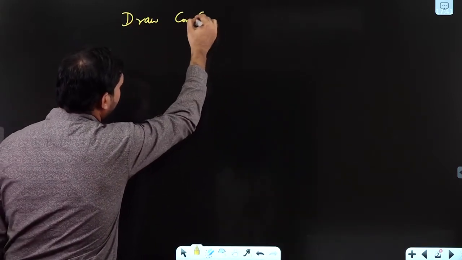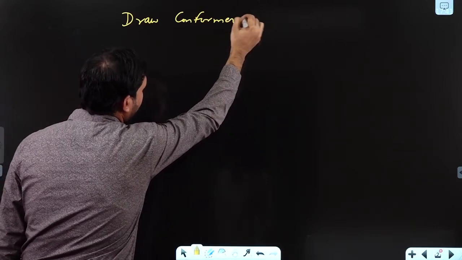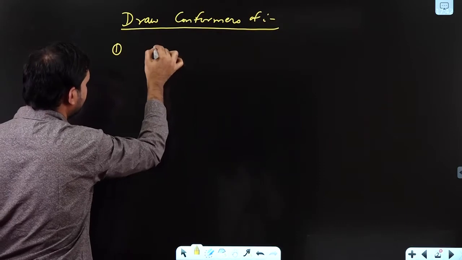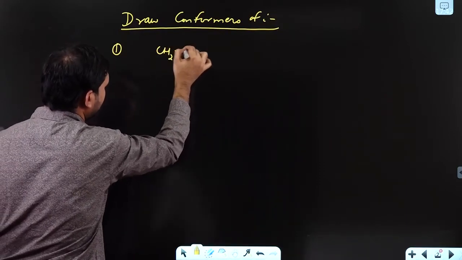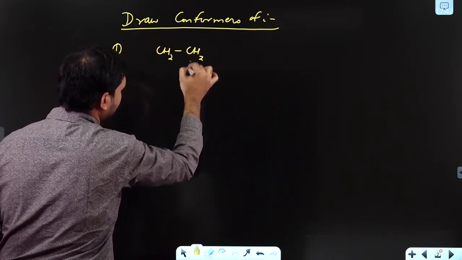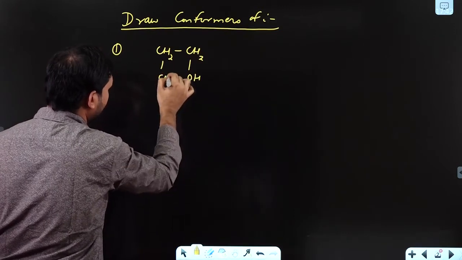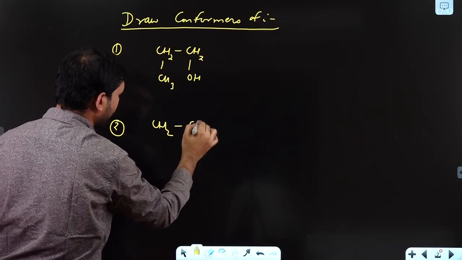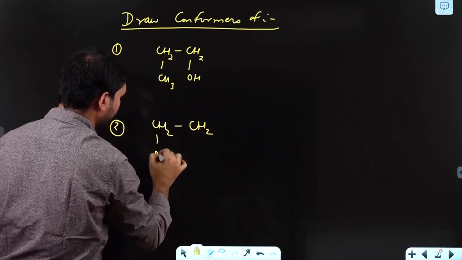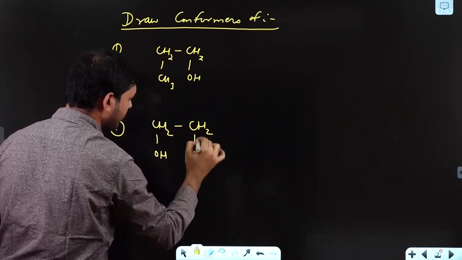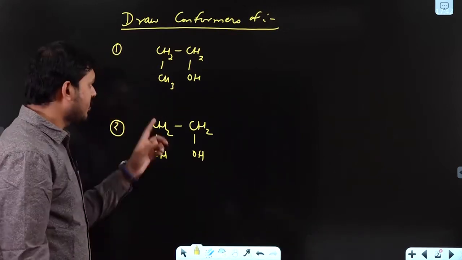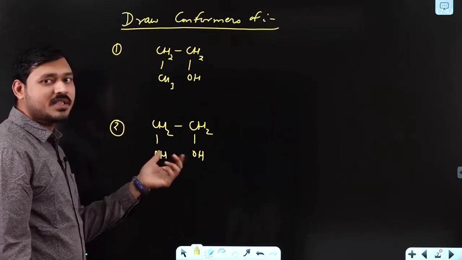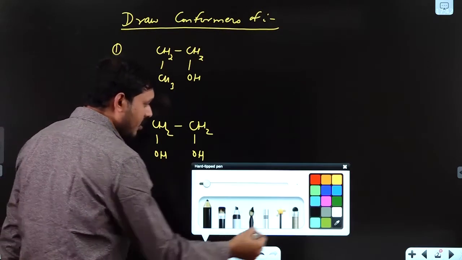Draw conformers of the first. In these two questions you have to draw their conformers and check their stability. So let's draw the first one.